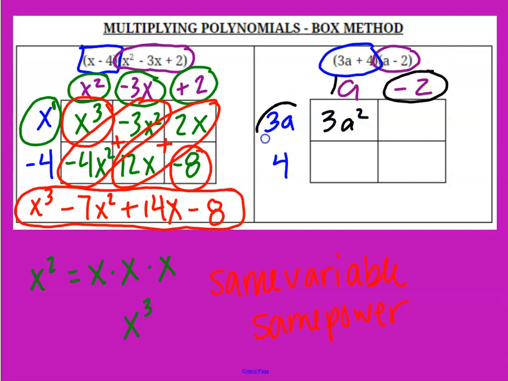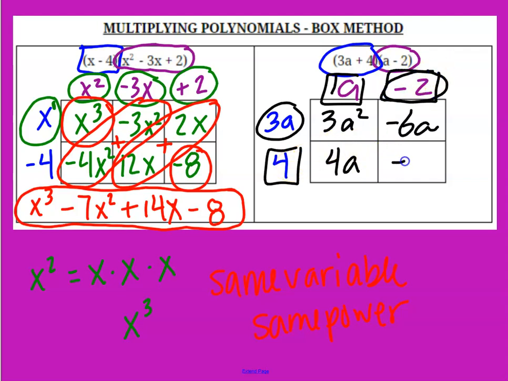Negative 2 times 3a, negative 2 times 3 is negative 6 times that a. Then we do 1a times 4, which is 4a. And then negative 2 times 4 is negative 8.